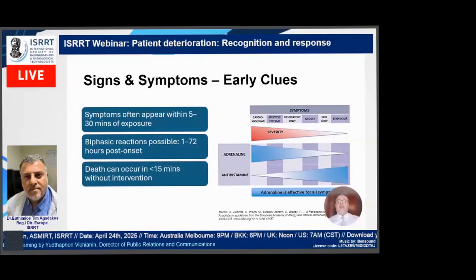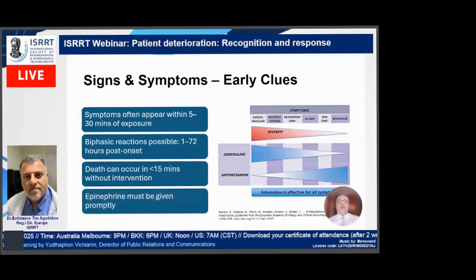However, the immediate reaction is the most dangerous, and death can occur in under 15 minutes without treatment. The key intervention is epinephrine, and it should never be delayed.